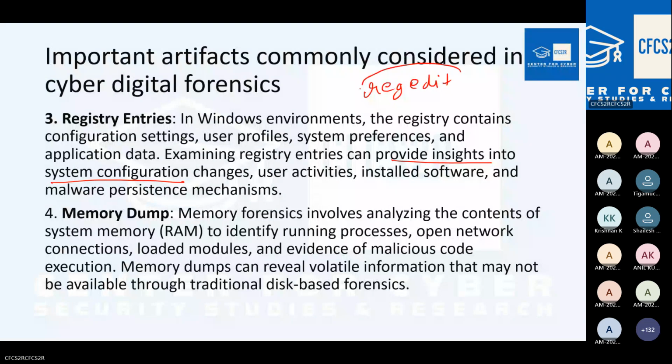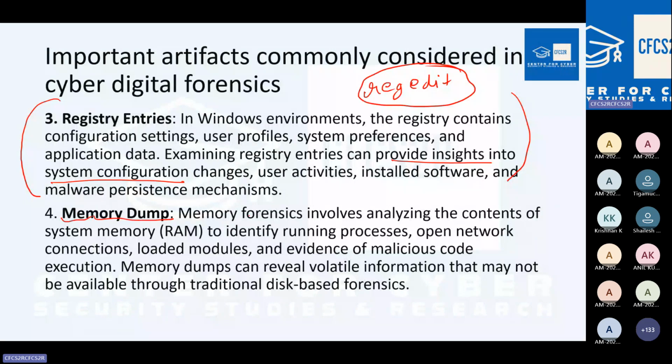Regedit. Regedit is a command you can run from the Run window, and the full form is registry edit. So all the registries of a system are available by using this command. You can access the registries. We have a separate area on how the registry is working and how to retrieve the registries. There is a very important part of these registries. We will be sharing some of the things with you very soon. So registry entries are a very important area of digital forensics.